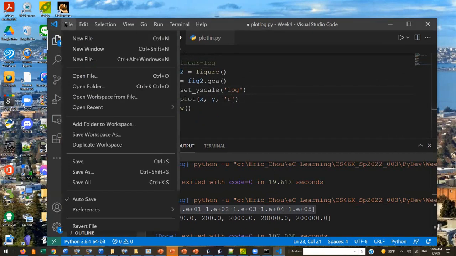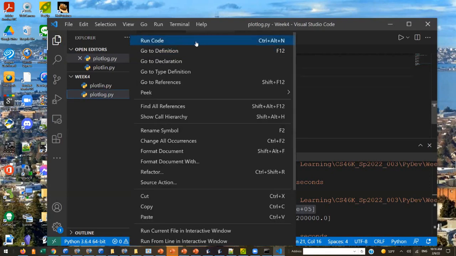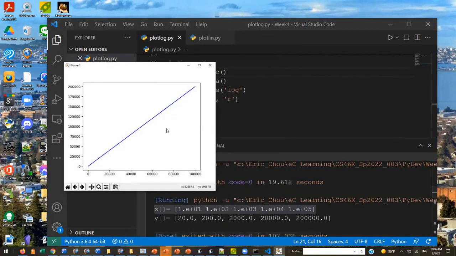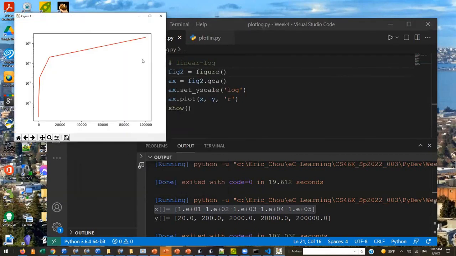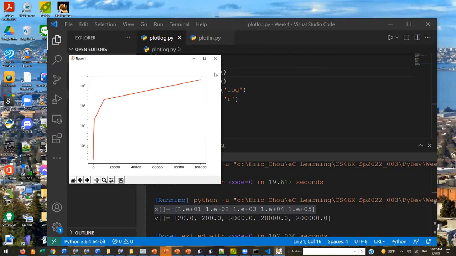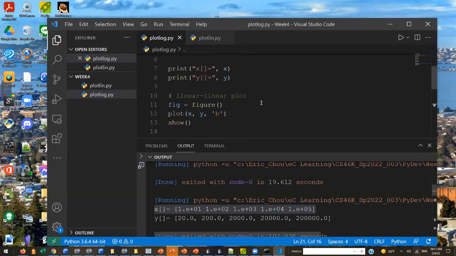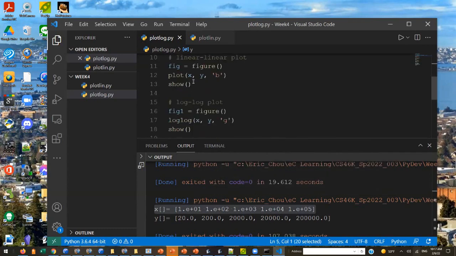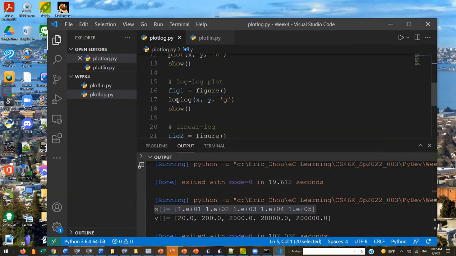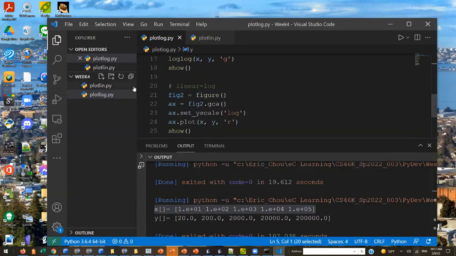So let's save and run one more time. We get the linear chart in blue. Then you close it and you come up with the green log chart. Close it, and you come up with this one, the linear log plot. Is that okay? Yes, thank you. So right here I showed you how to create a log space and get its Y function based on it, and then plot it as a linear chart, log plot, and linear log plot.